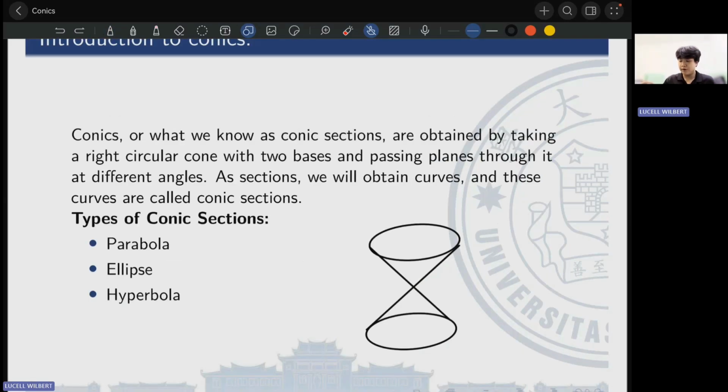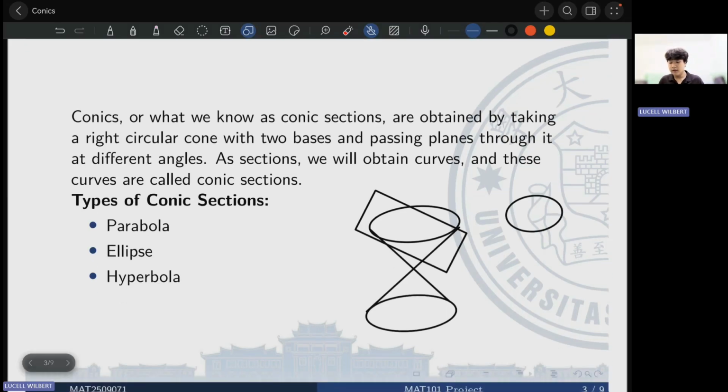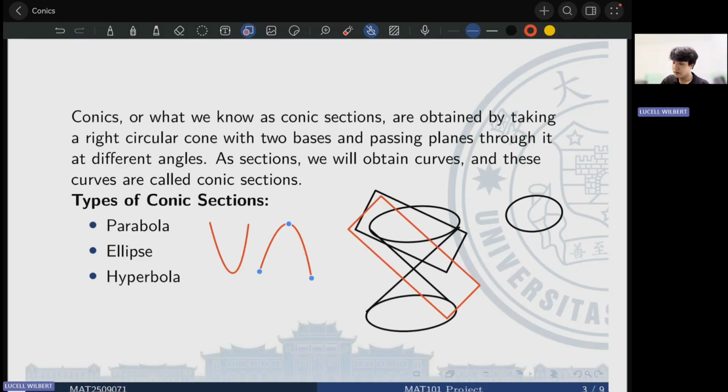The first type of conic section is an ellipse, which is an oval shape formed by slicing a cone with a plane at an angle. This ellipse is similar to an oval shape. The second one is a parabola. A parabola is a U-shaped curve, and sometimes it can be an inverted U shape. It is formed by slicing with a plane which is parallel to the side of the cone.